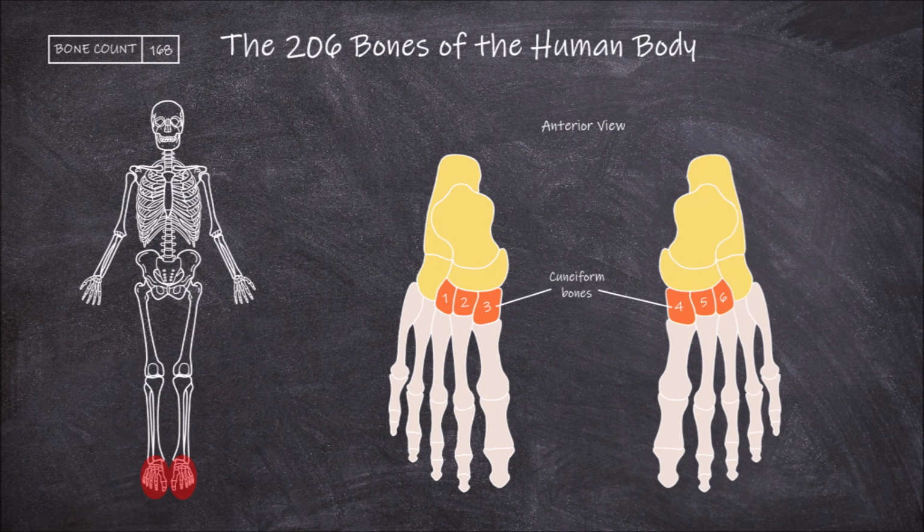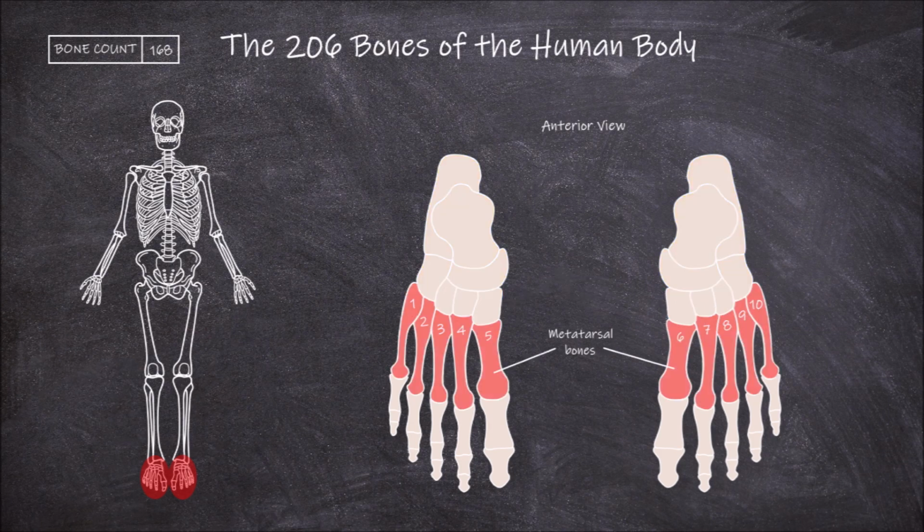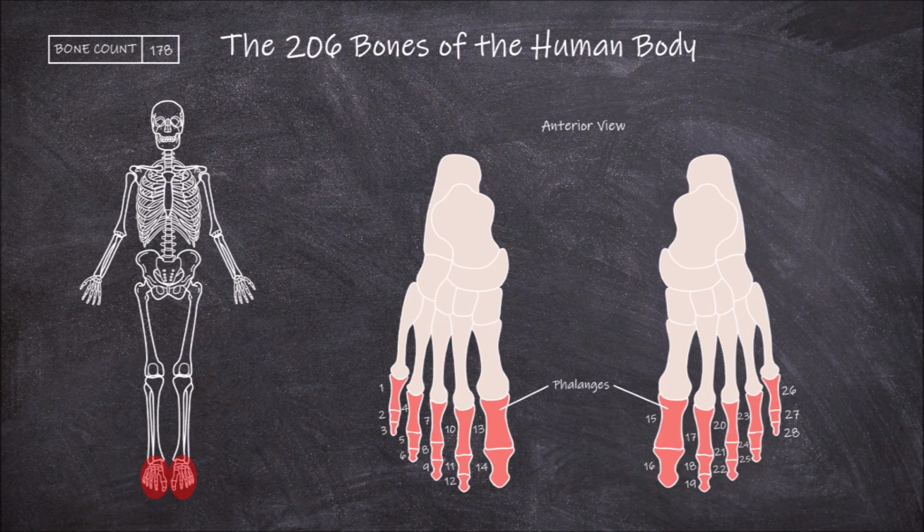The next bones are the 10 metatarsal bones, 5 in each foot. This takes the total up to 178 bones. The last bones are the 28 phalanges of the foot, 14 on each foot. This takes our final count up to 206 bones. And that concludes this video on the 206 bones that make up the human body.